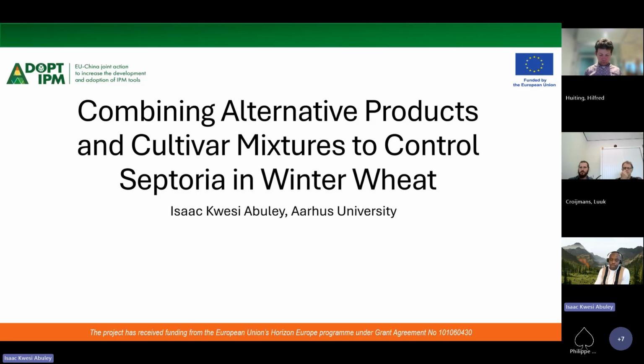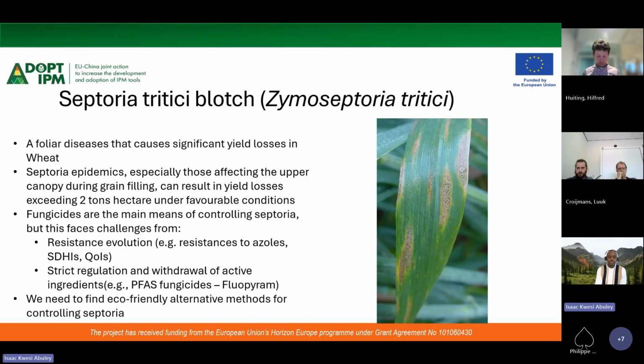Then I will show results about alternative products, in this case sulfur, and how we can integrate this with cultivar mixtures to control plant diseases. To set the scene, I'll give a brief introduction about septoria. It's a foliar pathogen caused by a fungus called Zymoseptoria tritici.